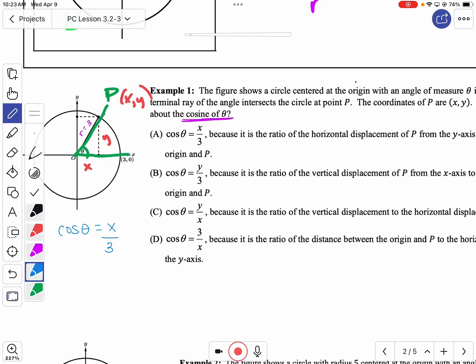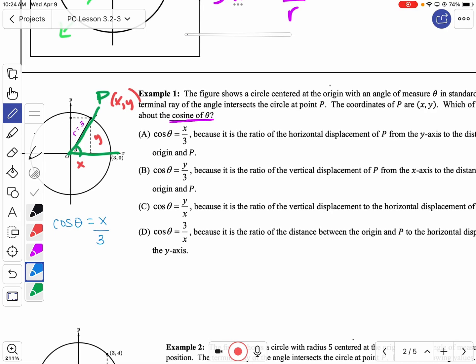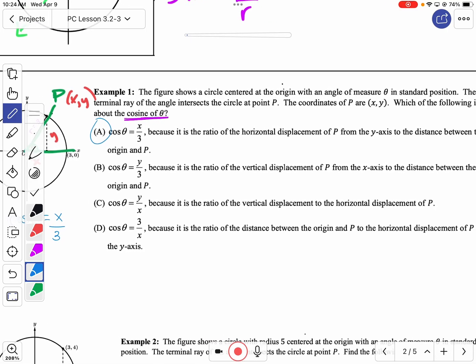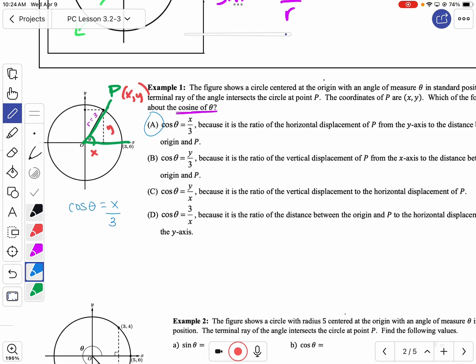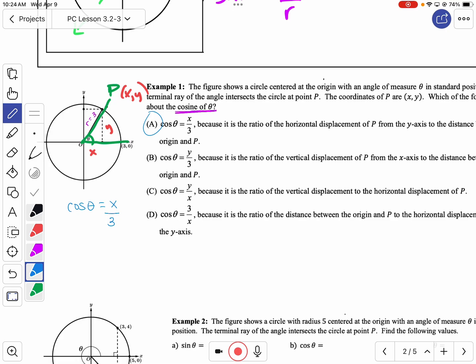So what's my correct answer? It's A. And look at the reasoning, I think this is interesting. It says because it's the ratio of the horizontal displacement of the point from the y-axis to the distance between the origin and P. The horizontal displacement, how far did I go left and right, over the length of my radius. So it's using big math words to say adjacent over hypotenuse. It's just using big words.